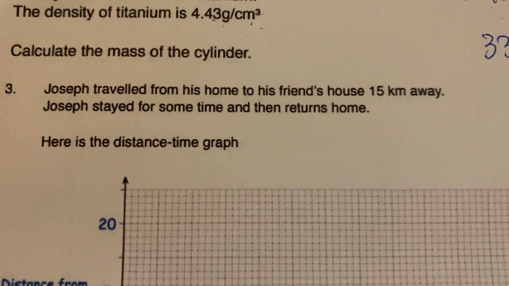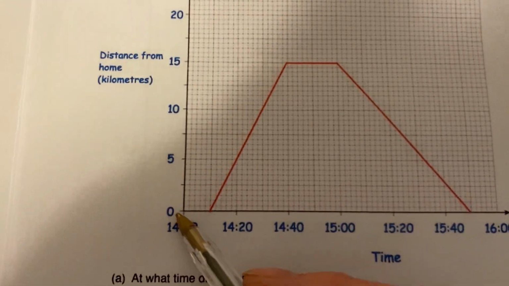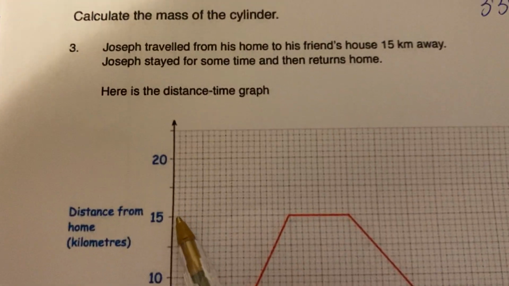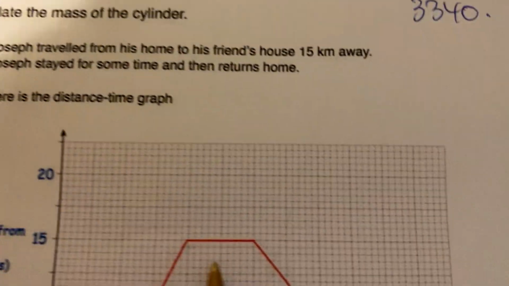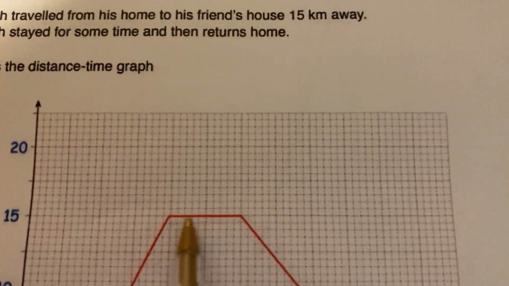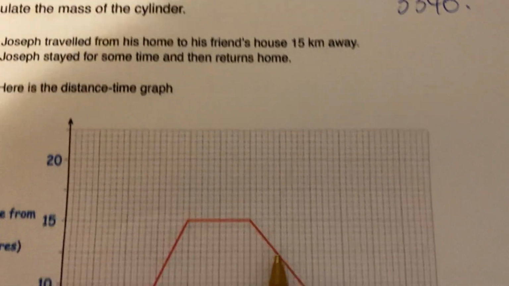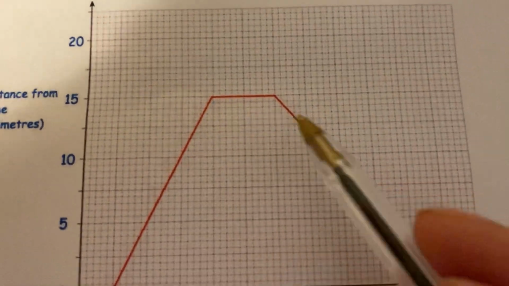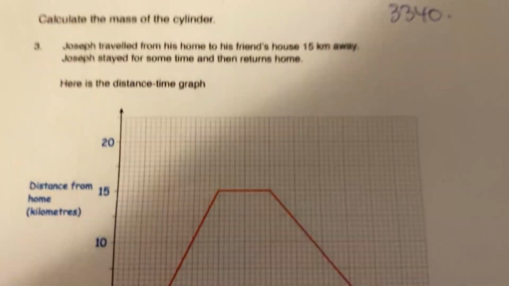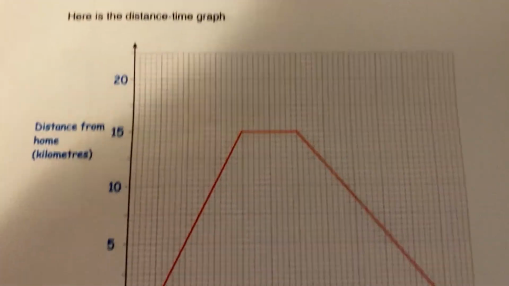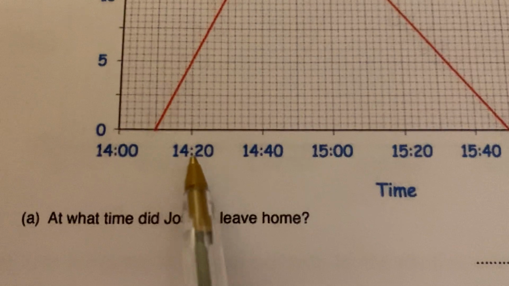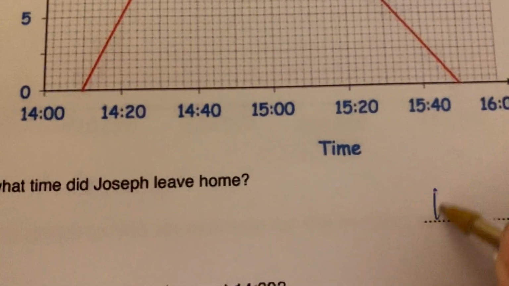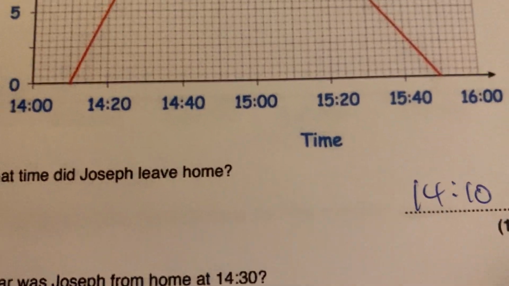Joseph travelled from his home, so here his home is here, must be, to 15 kilometres, oh there we go, 15 kilometres away. He then stayed for a time, this is where he stays, didn't move, so that's stationary. And then he returns home, comes home. Now, that's steeper, so that's quicker, and that's slower. He meanders home, doesn't he? At what time did he leave his home?